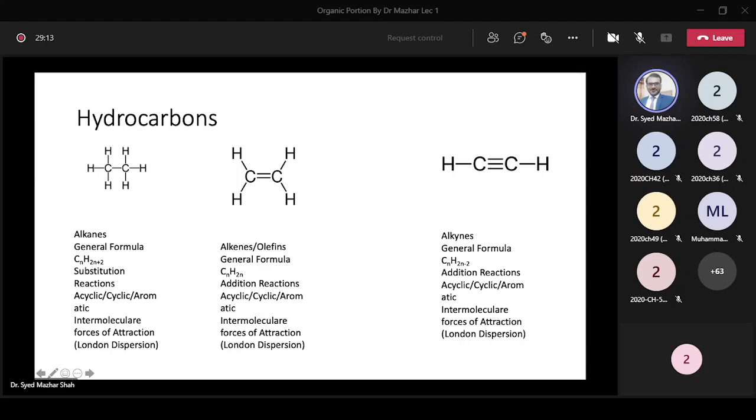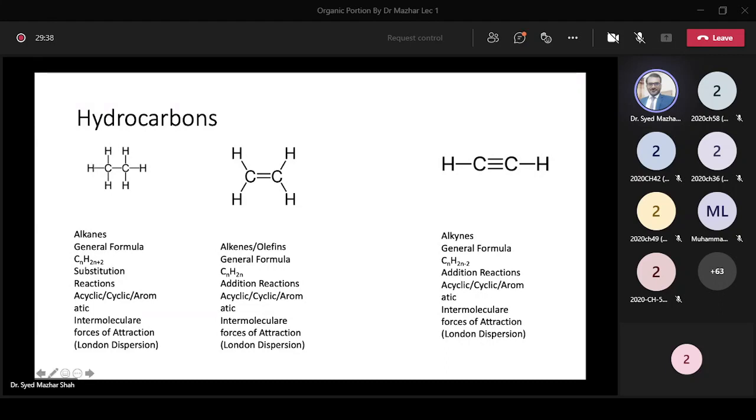And then there are different configurations or different conformations possible in both these groups, alkenes and alkynes. They can be acyclic, just like straight chain or branch chain molecules, or they can be cyclic, and in case of alkenes they can also have an aromatic structure.